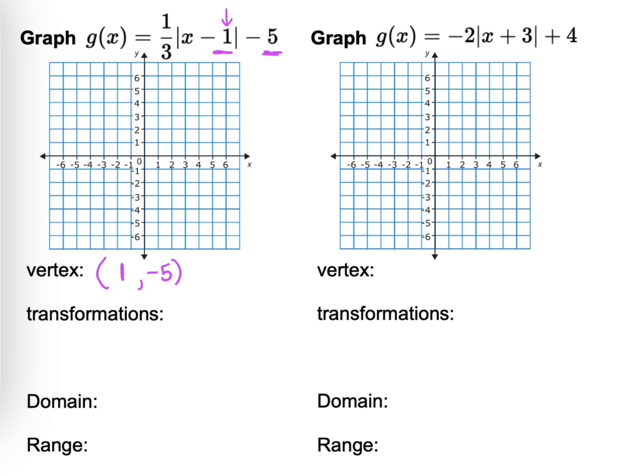Whenever I'm graphing that, I like to start at the vertex, (1, -5), and then again this a is going to be like our slope. So I'm going to go up 1 over 3, up 1 over 3. But then I need the mirror image of that, so I'm going to plot those points over there because every absolute value function will still look like a V.